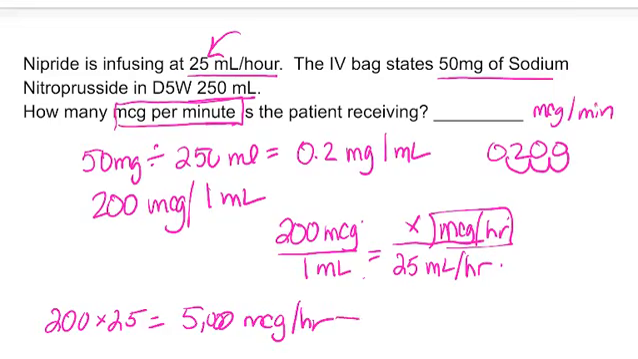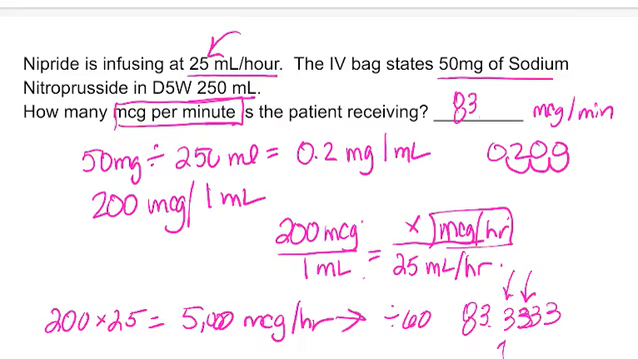And I know you know what to do here. I'm going to take that 5,000 and I'm going to divide it by 60. And I'm going to get 83.3333. Okay, so how many micrograms per minute? I'm going to round that number. Remember, when you round a number, you always look at one number past. So if I'm going to round to the 10th, I'm going to look at the number in the 100th, and that's a 3. So I'm going to keep this 3. So my answer is 83.3 micrograms per minute. Final answer.